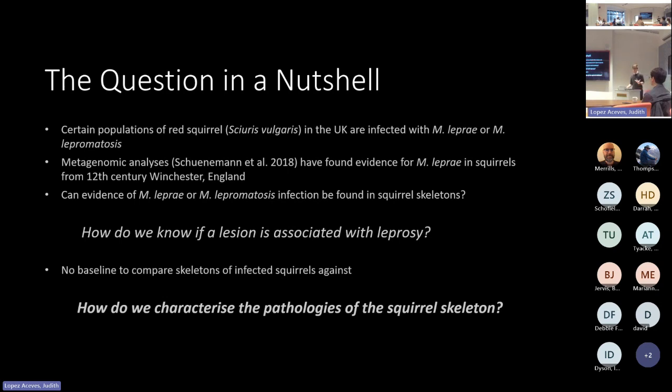This is because up until now, there has been no clinical baseline with which to compare skeletons of infected squirrels against. And it's difficult to look at these infected squirrel skeletons because M. leprae is a category 3 biological hazard. And it's, you know, a little difficult to get access to these and then deflesh them because they're still juicy. Which leads me to my next question and the focus of today's presentation. How do we characterize the pathologies of the squirrel skeleton so that we can build that clinical baseline?